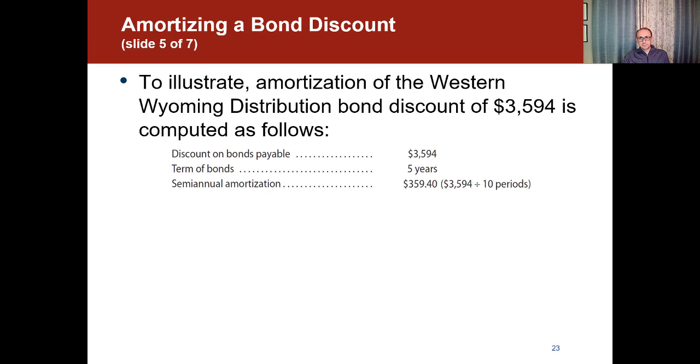So let's see how it works. The amortization of the Western Wyoming Distribution bond discount of $3,594 would be computed as follows. Remember, the term of the bond was 5 years, it was semi-annual, so we take the discount on bond payable divided by 10 periods. And how did we get the 10? It's the 5 years multiplied by 2 because it's semi-annual, twice a year. So 5 multiplied by 2, that's 10 periods. So we take the amount of the discount divided by the 10 periods, and it's going to be $359.40 per period. And we're going to use that twice a year.